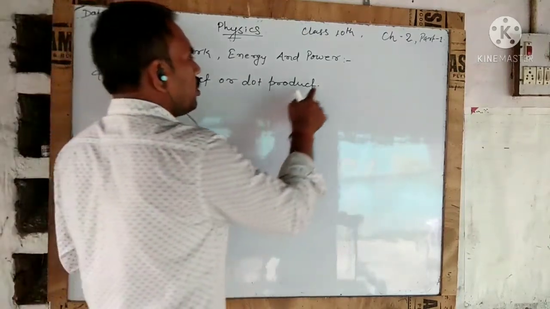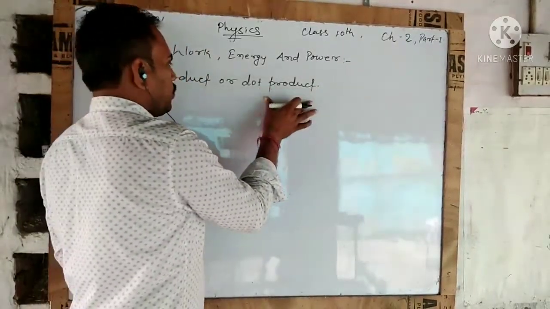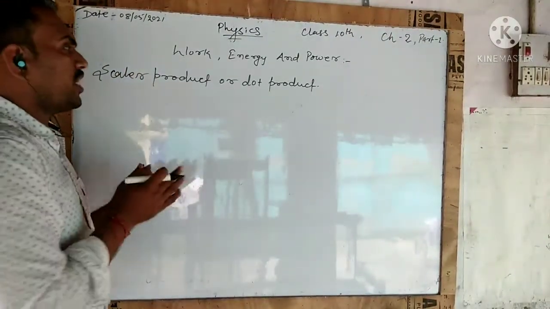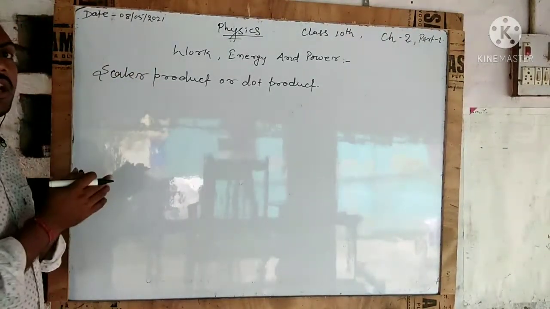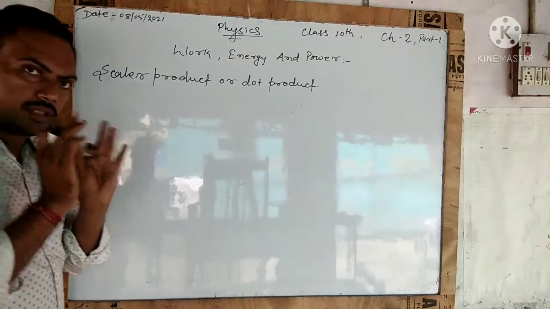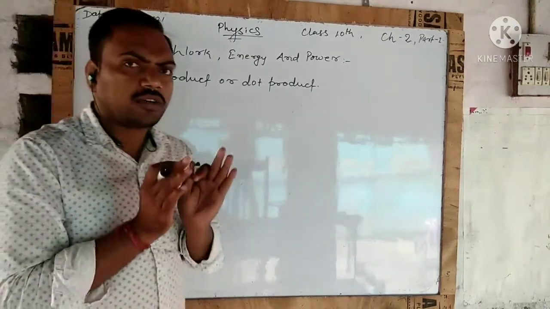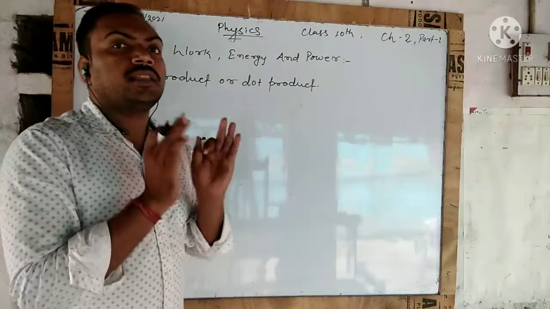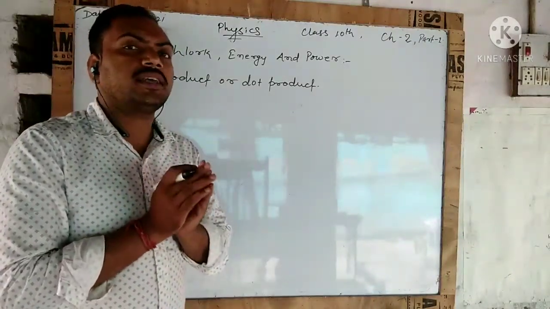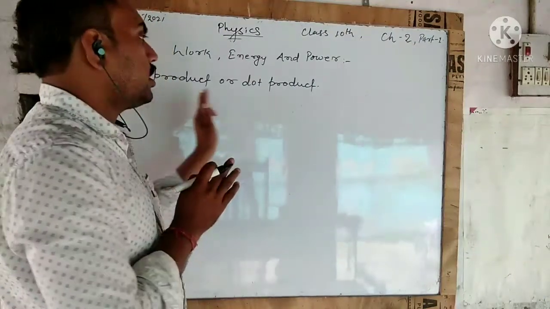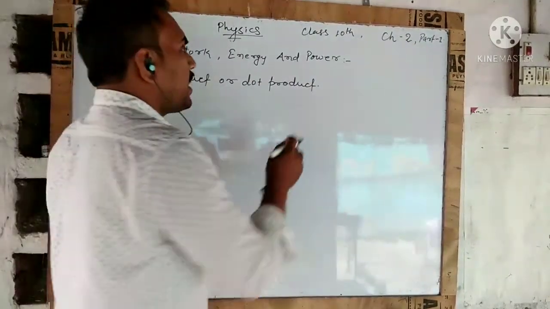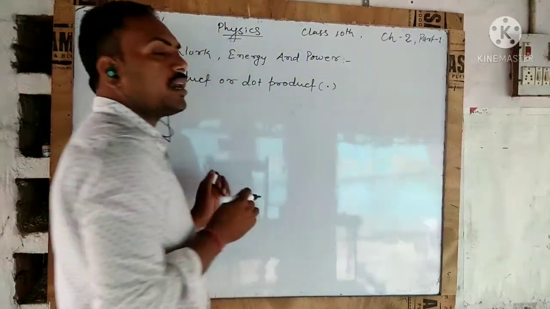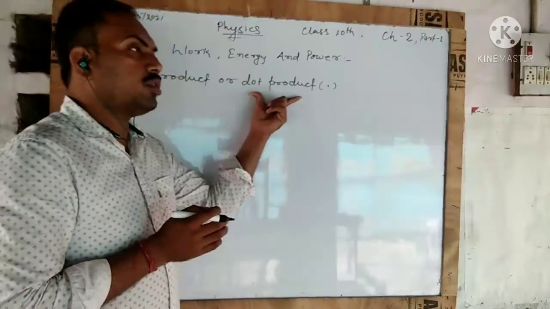Why is it called the dot product? Why is it called a scalar product? Listen carefully. The product of two vectors which gives us a scalar quantity is called a scalar product, which is represented by a dot. That is why it is also called the dot product.